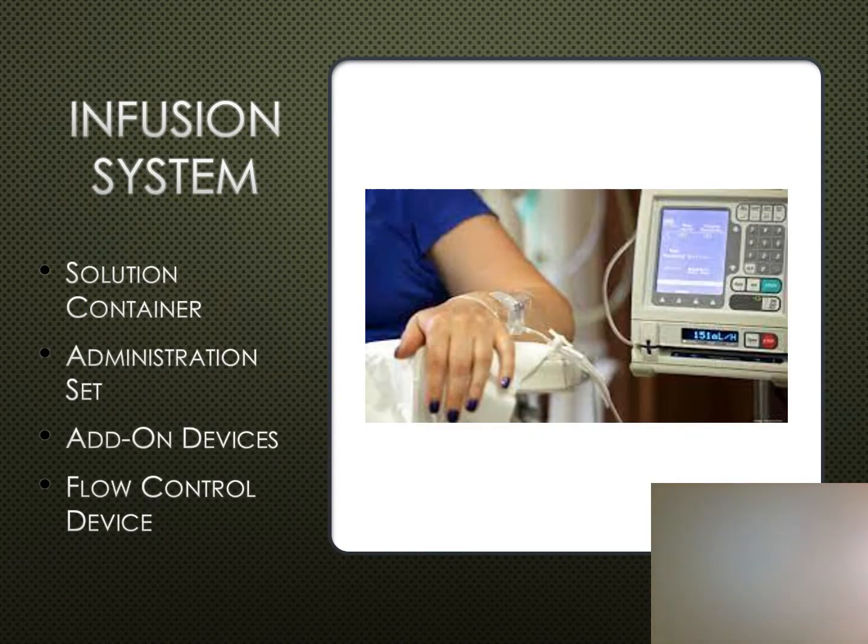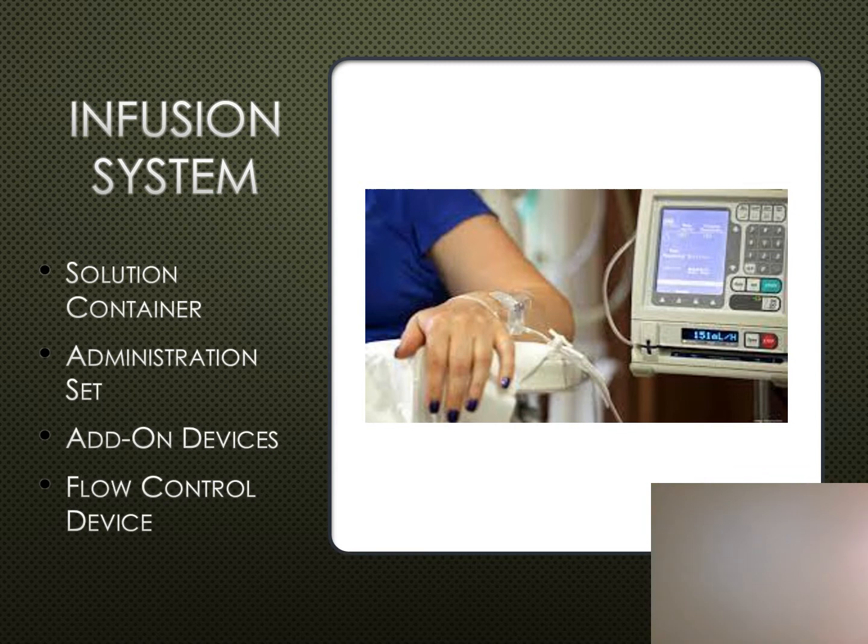The infusion system will include the solution container, the administration set, add-on devices, and a flow control device. The solution container is a flexible plastic bag, a semi-rigid plastic bottle, a glass bottle, or a syringe. Glass bottles or the semi-rigid plastic bottles are going to require venting to allow air to enter the bottle and displace the fluid. Syringes would be the containers of choice for pediatrics, and we use those with syringe pumps.